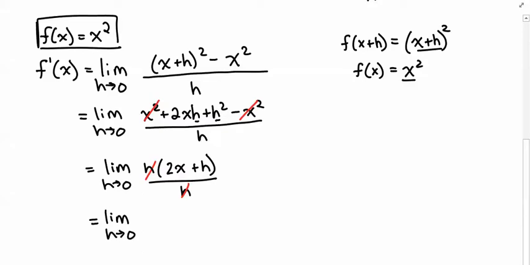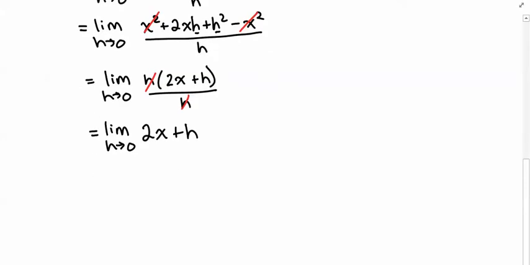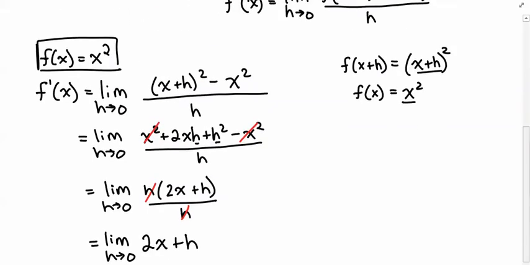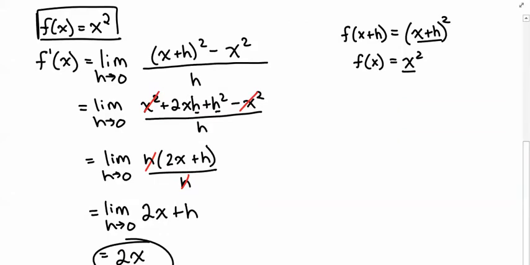And I get 2x plus h. Then, since I'm finding the limit as h approaches 0, I'm going to go ahead and sub 0 in. So I get 2x plus 0, so 2x is my answer. So it turns out the derivative of x squared is just 2x.